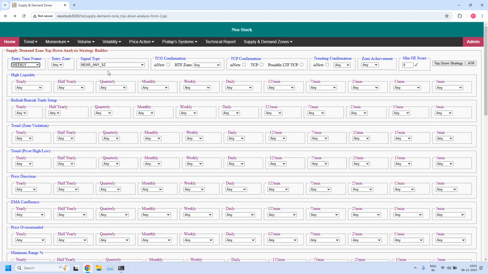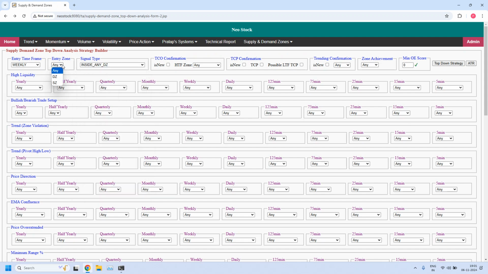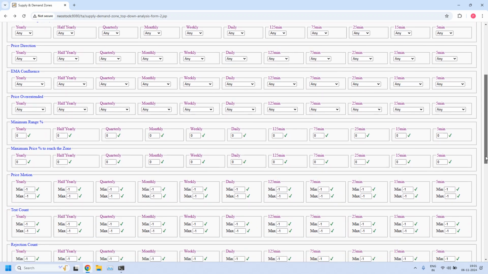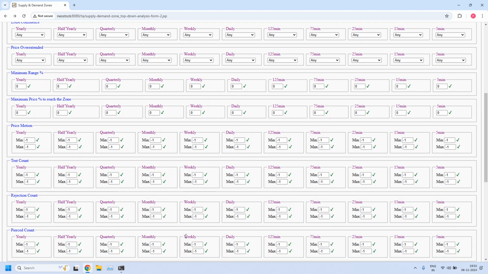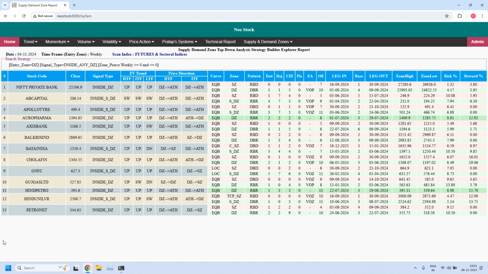Next, for weekly time frame, let's find the stocks where price closed inside weekly demand zone, and these weekly demand zones should not be pierced. So in the pierced count, weekly time frame, I am setting minimum value 0, maximum value 0. We got 13 stocks. In these 13 stocks, weekly demand zones are having weekly EMA Confluence, but for sideways trade setup, ignore those weekly EMA Confluence.